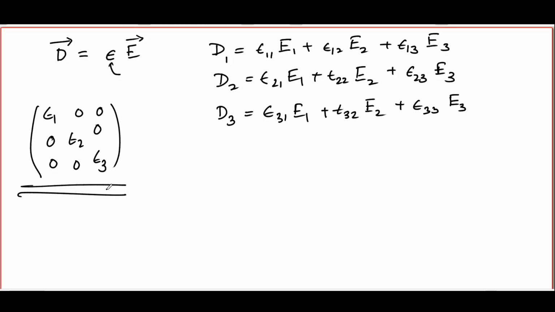So it's in the isotropic limit that this relationship between D and E becomes effectively a multiplication by a scalar. So although it's always really a tensor multiplying E, we can get away without worrying about the tensor nature of epsilon as long as we are dealing with isotropic media.